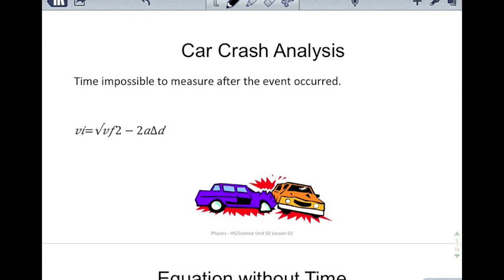We want to be able to figure out the motion between them. So, car crash analysis. So far, you looked and said, okay, time is impossible to measure after an event occurred, and you're giving the example of a car crash. And we use this formula, the insurance formula, to say, hey, how fast were they going if you have these variables right here? So, this is something that we use. It's kind of a manipulated version of what we can actually do.